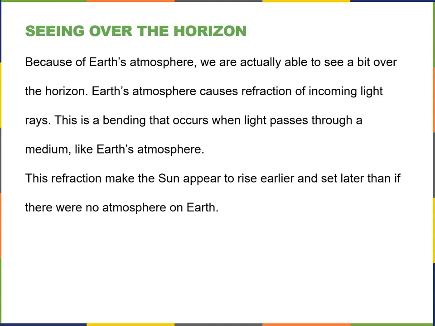Because of Earth's atmosphere, we can actually see the sun a bit over the horizon. The sun refracts because of the particles in the Earth's atmosphere to create this phenomenon. This refraction makes the sun appear to rise earlier and set later than if there was no atmosphere on Earth. This is another astronomical everyday occurrence that we see.